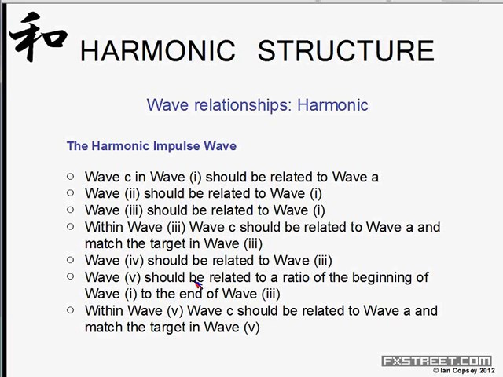Wave 5 should be related to the ratio from the beginning of wave 1 to the end of wave 3 and projected from the end of wave 4. And within that wave 5, the wave C should be related to wave A and match the target in wave 5.